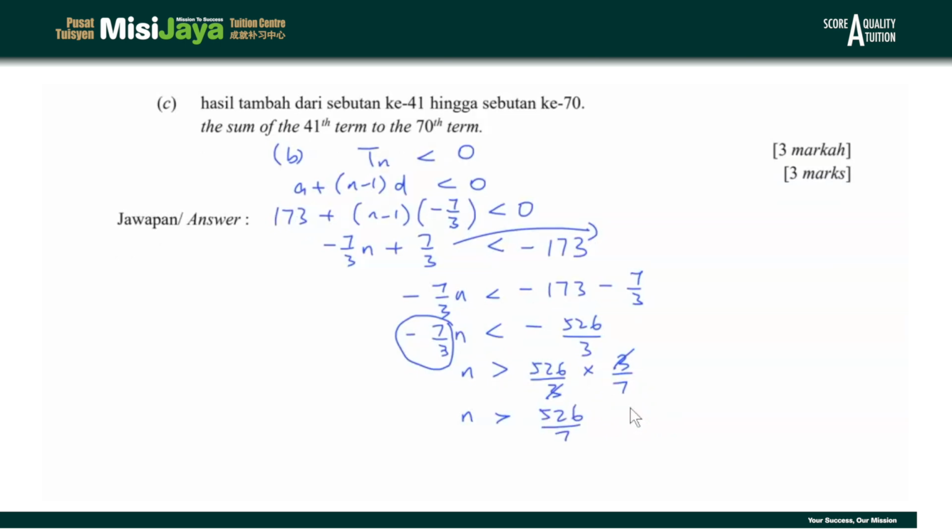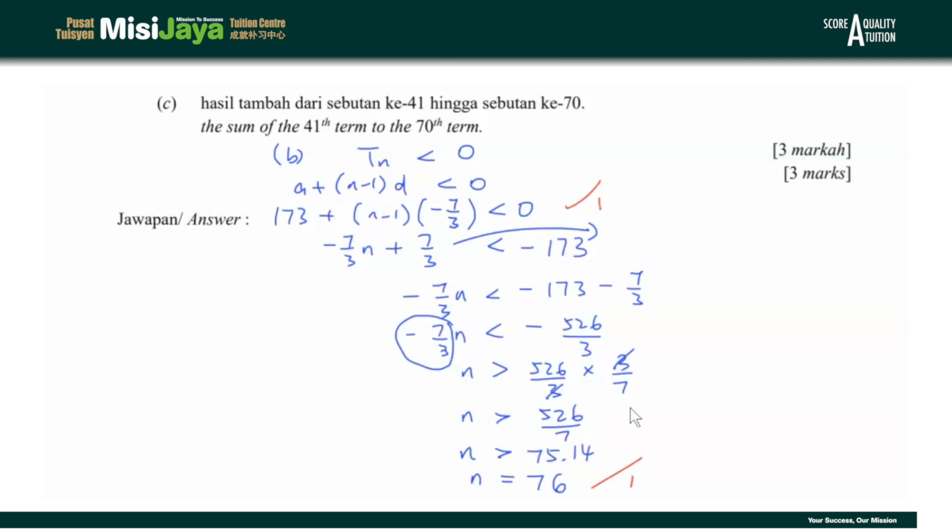526 over 7, when you change to decimal, is 75.14. So what is the integer that is more than 75.14? The smallest value is equal to 76. So that's the answer for B. This question is 2 marks. Where do we get the 2 marks? The first mark is over here, and then the final answer here is 1 mark. So this is for B.